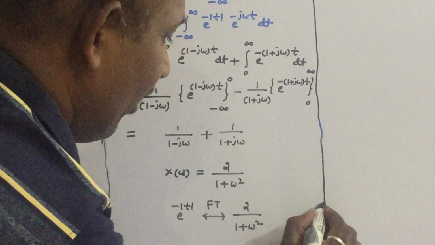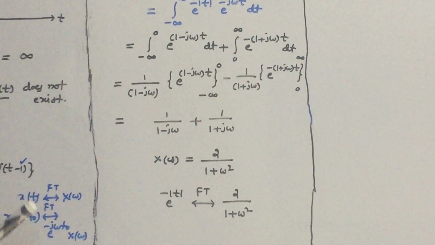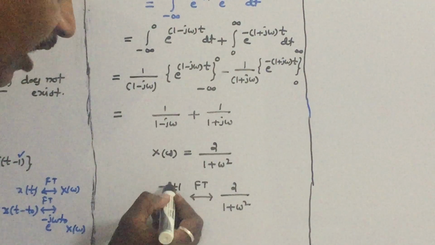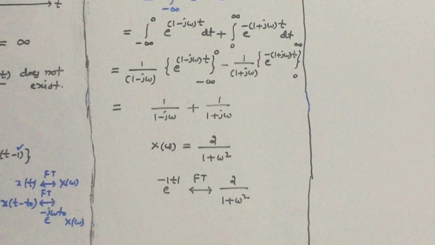So this is another very important problem in the examination. So remember this formula. If it is e power minus a mod t, we have done that problem also, it is 2a by a square plus omega square. So this is what about this problem.